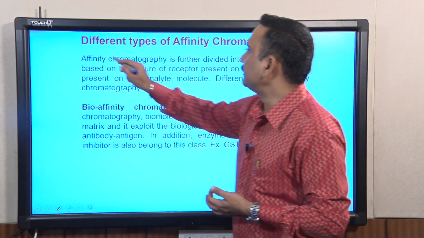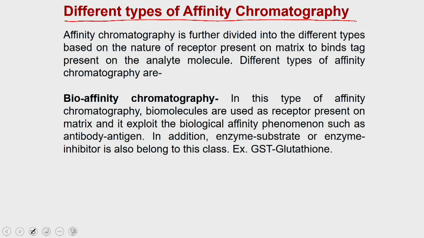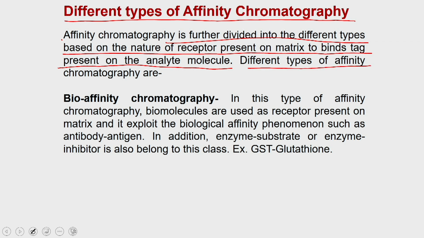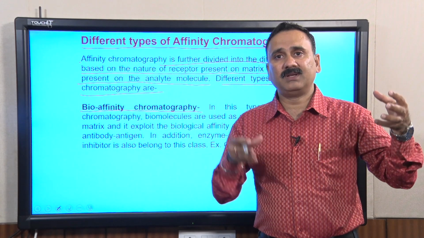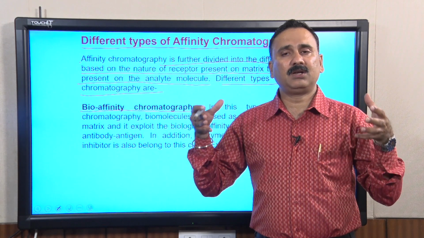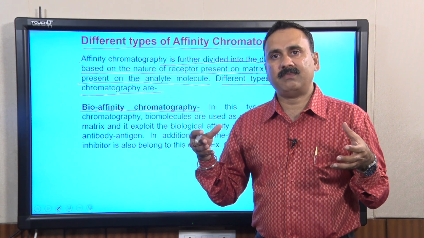Now, we have different types of affinity chromatography. Affinity chromatography is further divided into different types based on the nature of the receptor present on the matrix to bind the ligand present on the analyte molecules. Different types of affinity chromatographies include bioaffinity chromatography. Since affinity chromatography exploits the idea of exclusive affinity between the receptor and ligand, the receptor ligand complexes could be biological in nature.